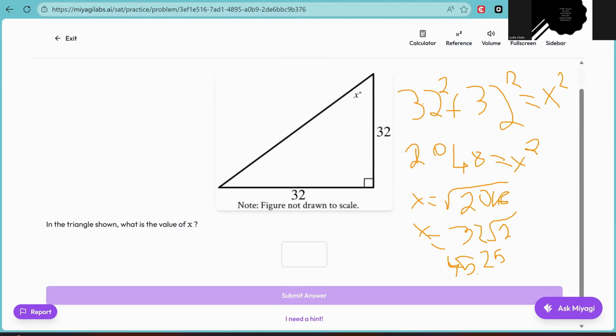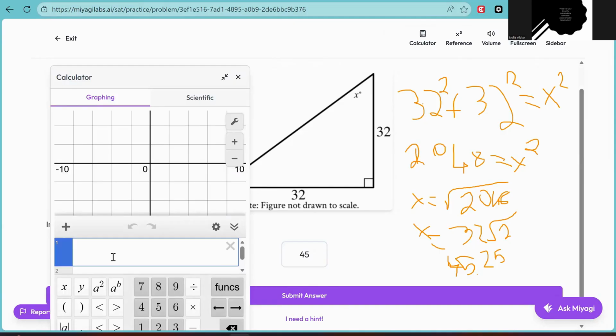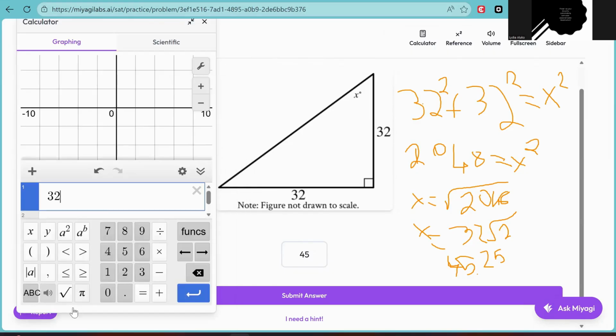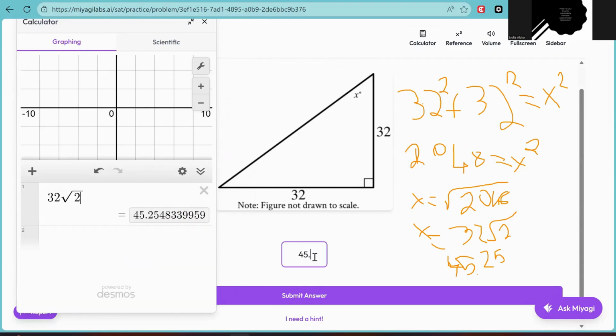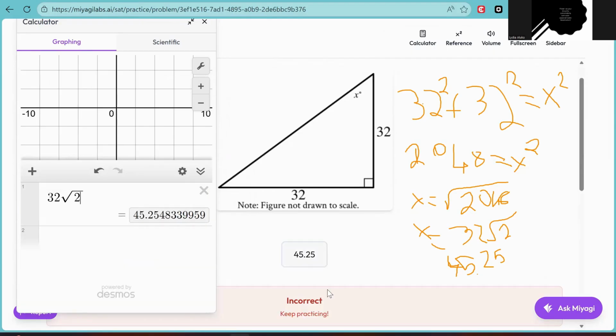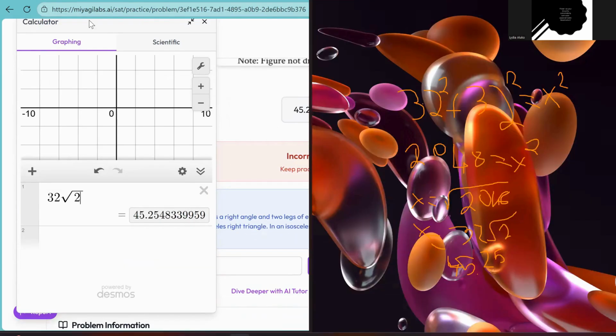We're gonna try the 32 squared, the square root of 2, or let's see if they actually give us an option to put the square root under. Let's see. Okay. Let's use a calculator to make sure that I'm rounding to the correct area. So we're gonna have 32 square root. And nope, I'm correct. 45.25. Let's see, that's correct. Oh, incorrect. Let's see.